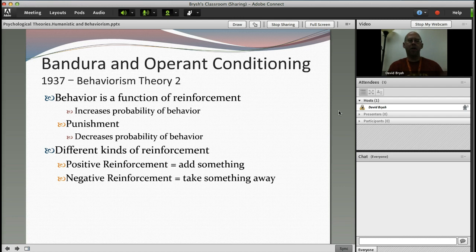Okay, so that's classical conditioning, right? Where you take a biological response and then you condition somebody to have that response whenever you want.